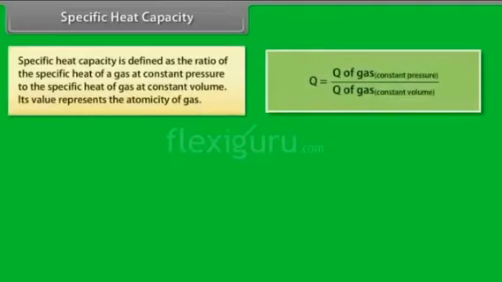Specific heat capacity is defined as the ratio of the specific heat of a gas at constant pressure to the specific heat of a gas at constant volume. Its value represents the atomicity of gas.